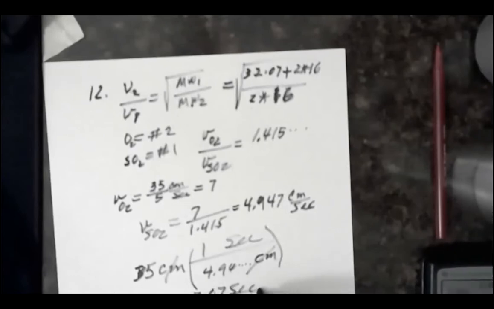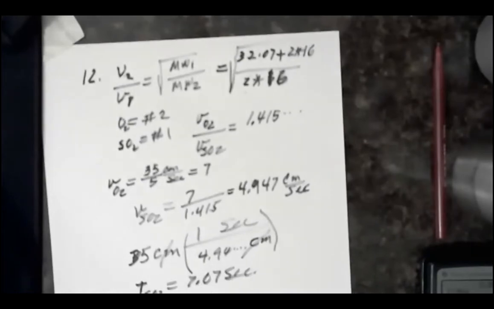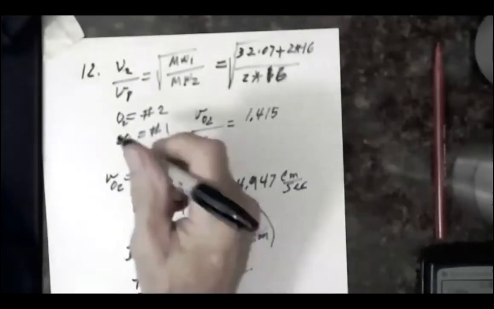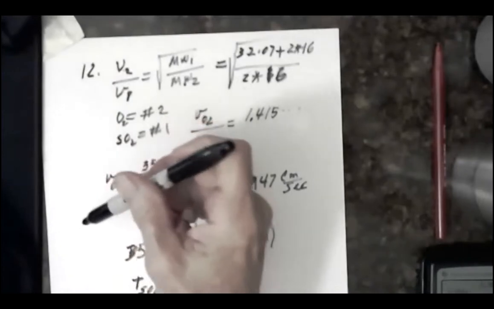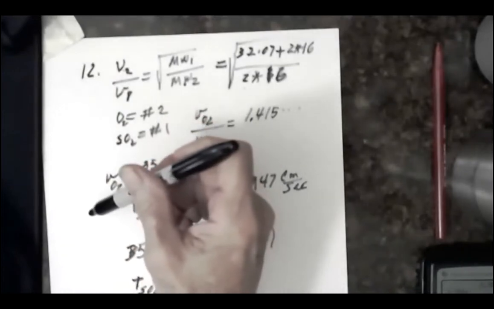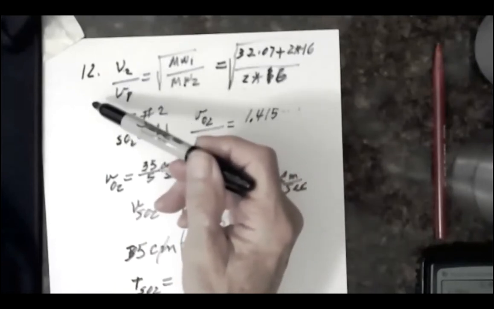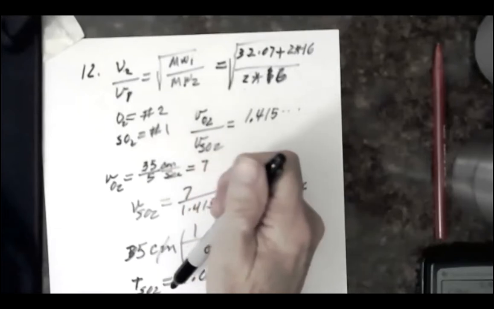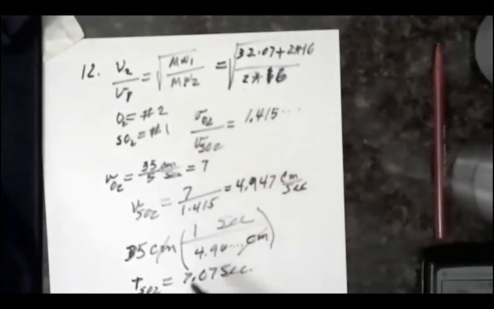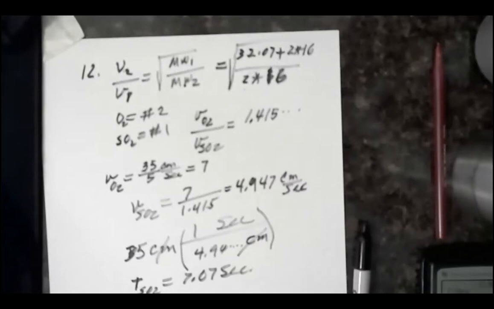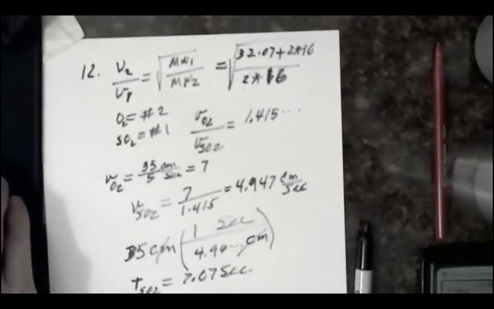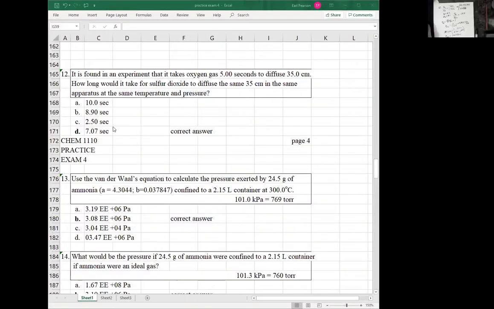seconds. Now before we look at our answer, let's see, does this make sense? SO2 is heavier than oxygen. It ought to travel slower. So if it takes 5 seconds for oxygen to travel 35 centimeters, something heavier would take more. So sure enough, that does come out fitting right. It may not be correct, but it seems to fit the expected answer anyhow. So yes, it turns out that is the answer, number 7. Okay.